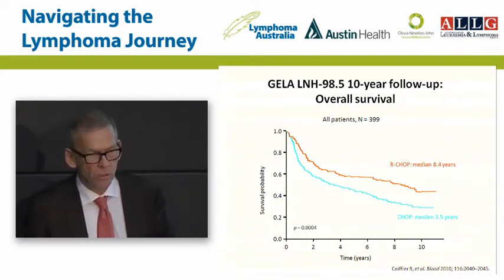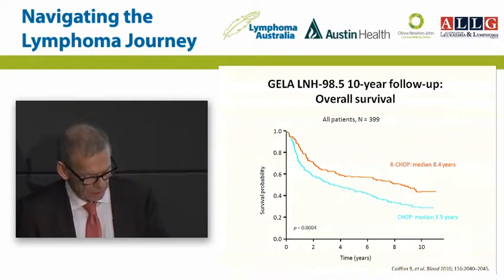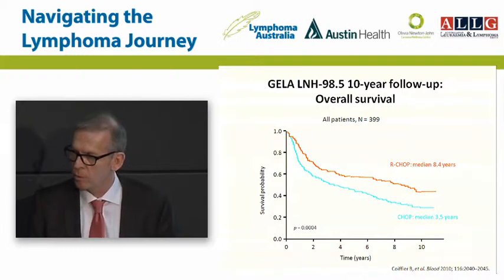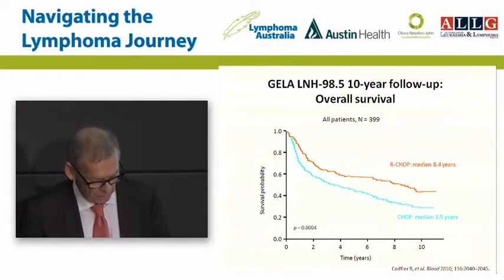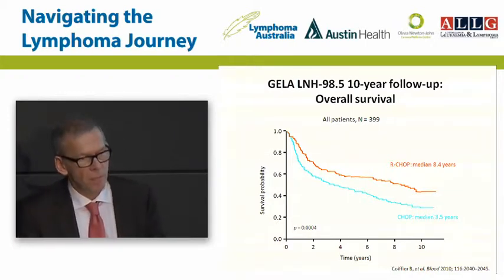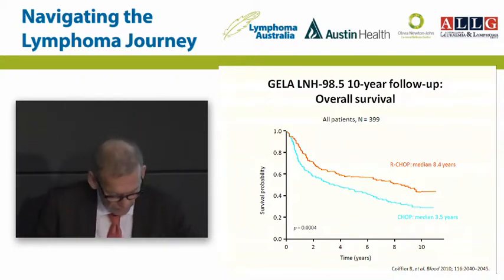This is long-term follow-up now, and you can clearly see that the orange line, that's the combination, R-CHOP, rituximab plus CHOP, is significantly better, and the median survival there is 8.4 years, and that's much, much better than with CHOP alone, that was only 3.5 years.